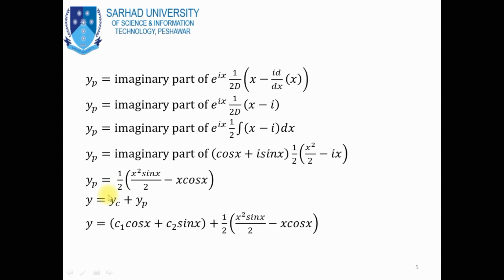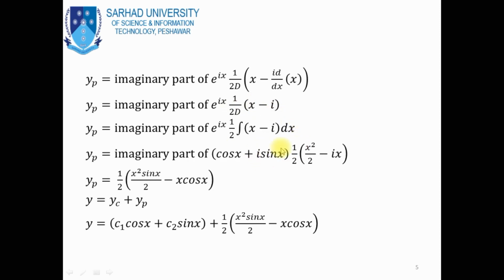Now the general solution, y is equal to yc + yp, complementary solution plus particular solution. The complementary solution is c1 cos x + c2 sin x, plus 1/2 into (x² sin x/2 - x cos x).